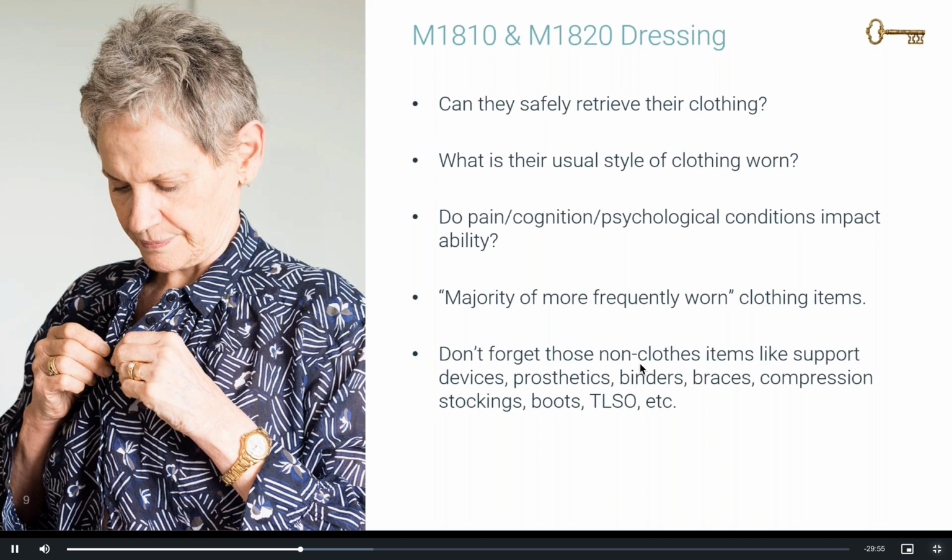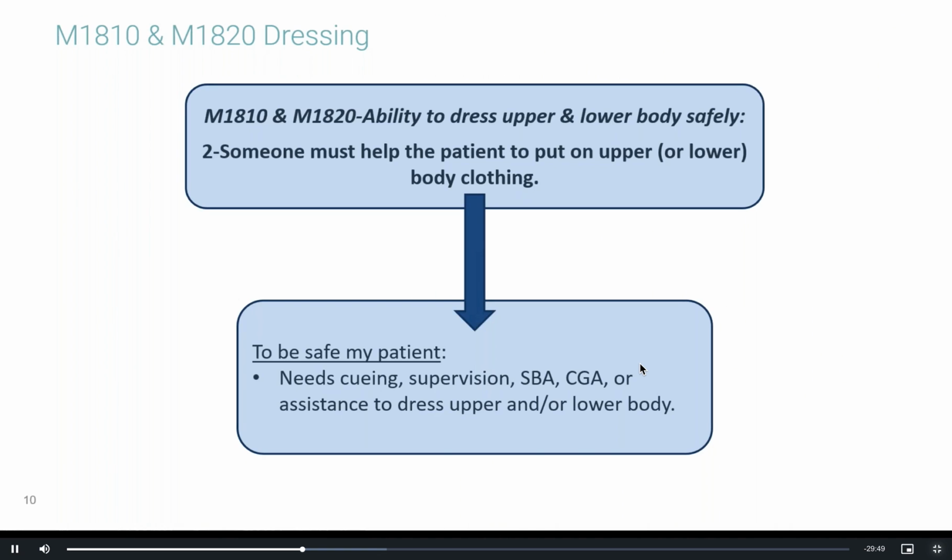We do want to capture that based on whether it's upper body or lower body in 1810 or 1820. So looking at 1810 and 20, we have response 2, that idea of someone has to help the patient to put on either their upper or lower body clothing safely. So don't forget, like we've talked about in the past, help from another person is very broad.